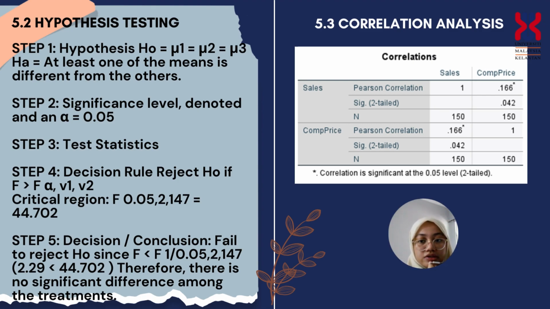5.3 Correlation Analysis. Based on the correlation data we obtained using SPSS, we measure the relationship between the sale and comprise variables. It was found that there is a strong direct relationship between sale and comprise, which is 0.166, significance 0.42, and n equal to 150.